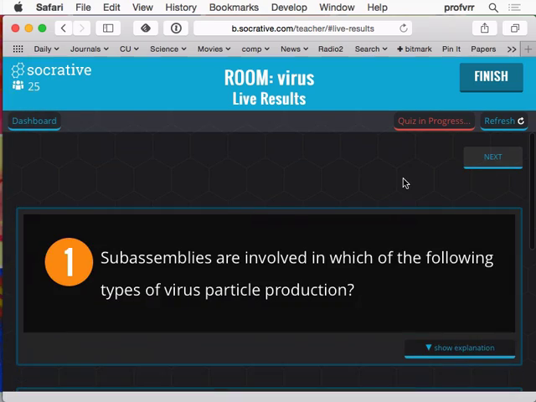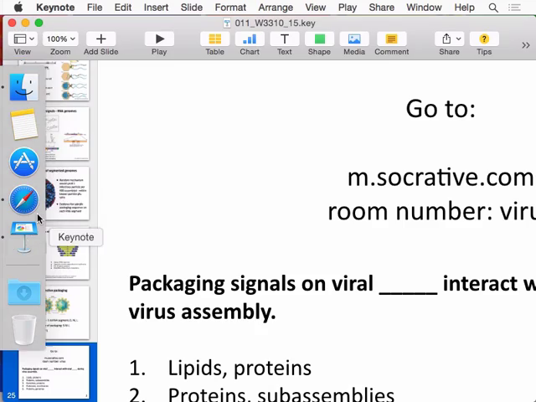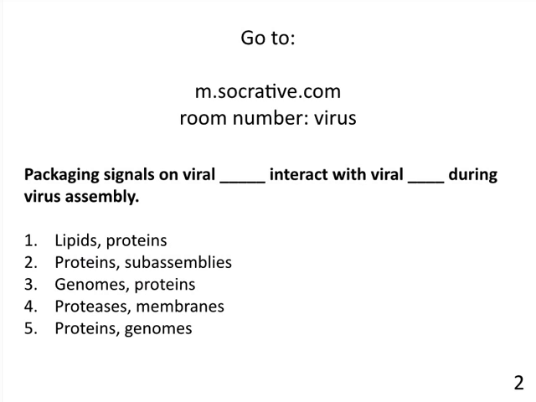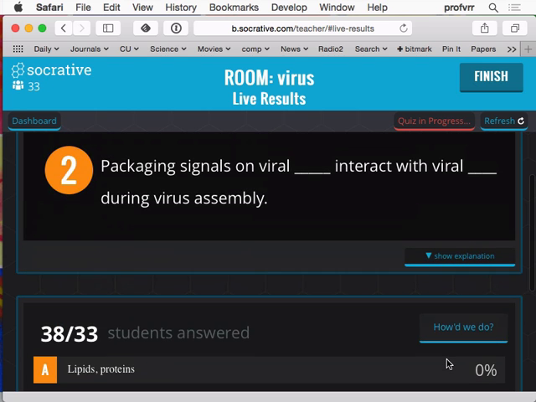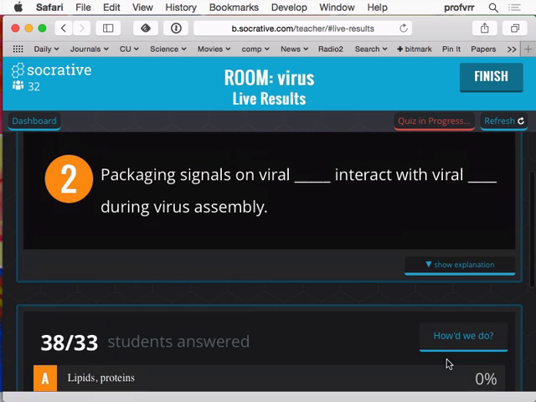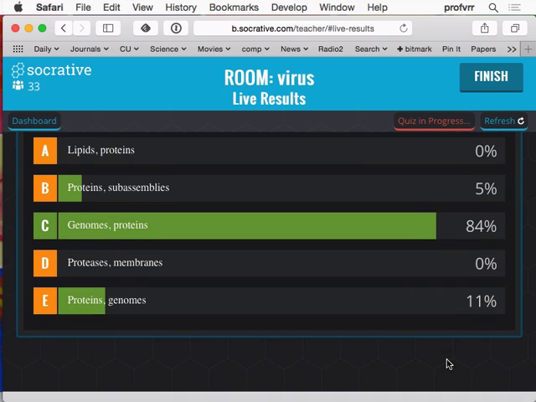So the next question is, packaging signals on viral blank interact with viral blank during virus assembly. So you can put in lipids, proteins, you can put proteins and sub-assemblies, genomes and proteins, proteases and membranes, or proteins and genomes. Packaging signals on viral genomes interact with viral proteins during assembly. 84% of you got that correct. So genomes, the packaging signal on the genome is interacting with the protein. Maybe you got confused by the last one.